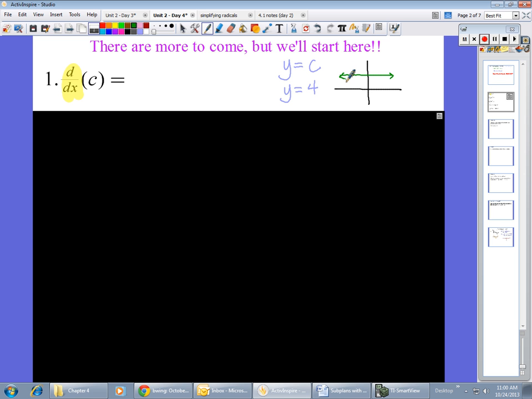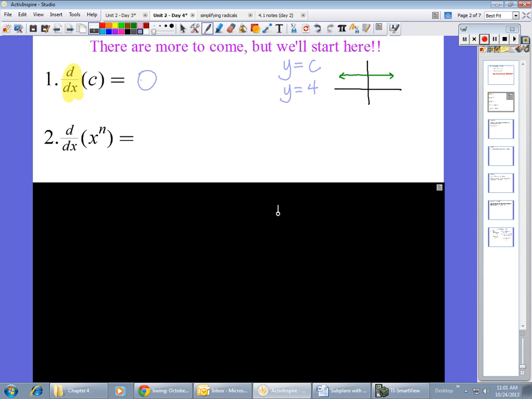So what would the value of the derivative be? In other words, what's the slope of the tangent line? And if the function itself is a horizontal line, then the slope of it would clearly be 0. So the derivative of any constant, anytime you have a constant term, will always be 0.